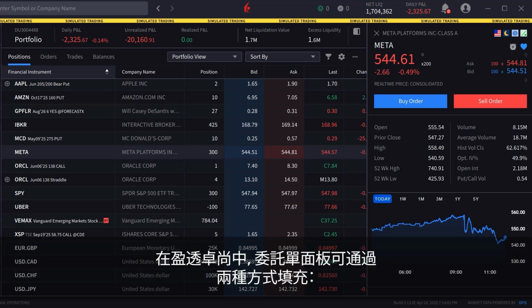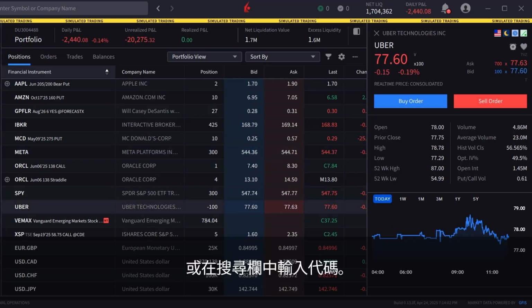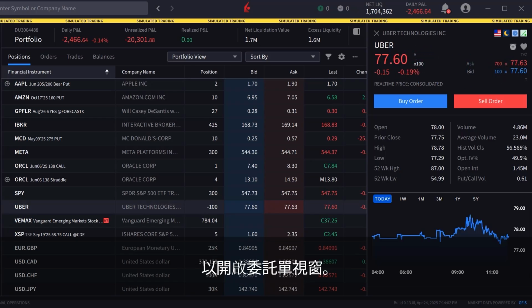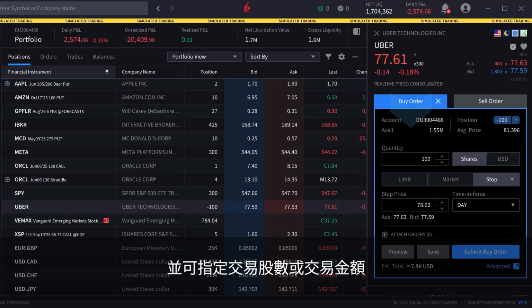The order panel in IBKR Desktop can be populated by either clicking on a symbol in the portfolio or watchlist screens or typing in a symbol to the search bar. Once the symbol is selected, the investor can click Buy or Sell to create an order window. In this example, the investor chooses to create a buy order and can select the quantity in shares or dollars if fractional shares are enabled.